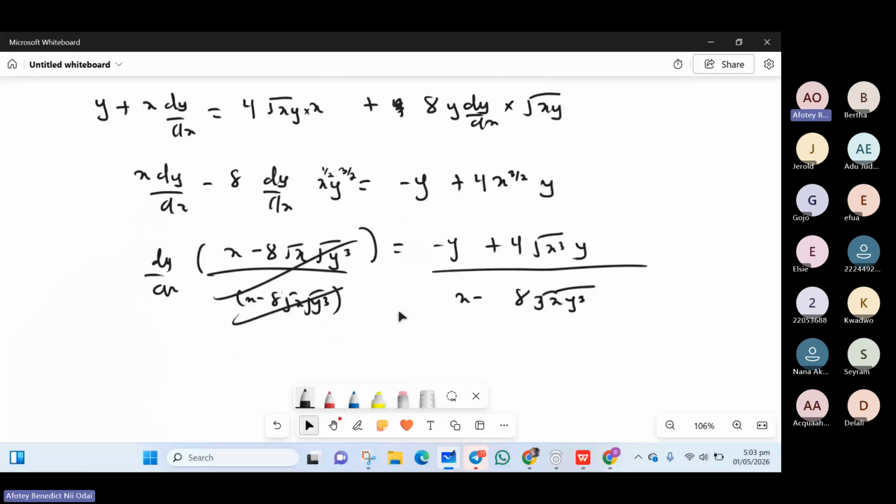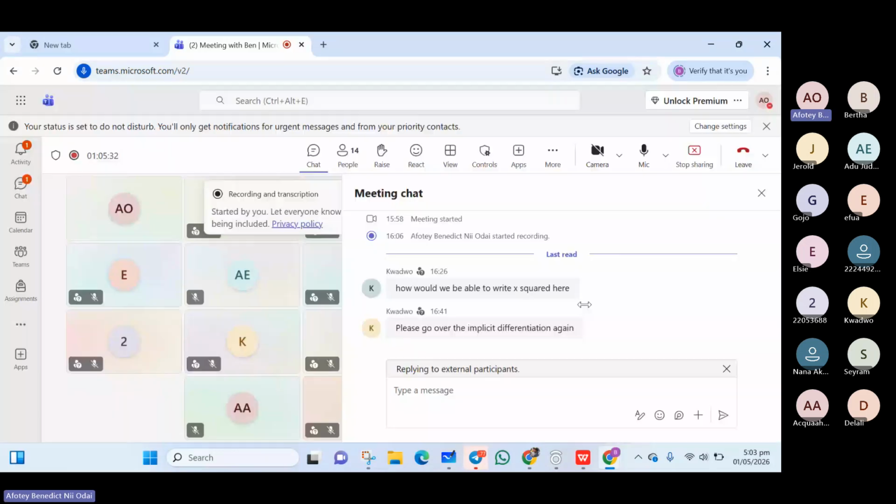So let me see if there are questions in the chat. Any questions in the chat? So I've gone over implicit differentiation. Okay. So let's continue with this kind of differentiation. Let's take one question that actually involves a log.